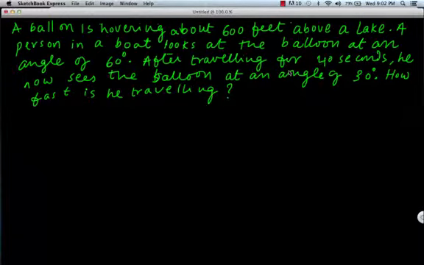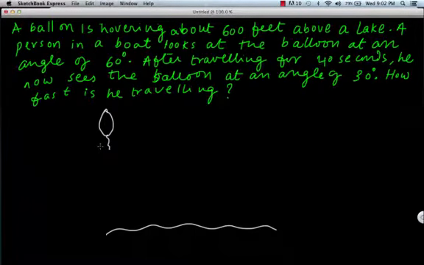The problem states that a balloon is hovering about 600 feet above a lake. Okay, so let's draw that. So there is a balloon, there is a lake, and the height is 600 feet. Let's name it AB.